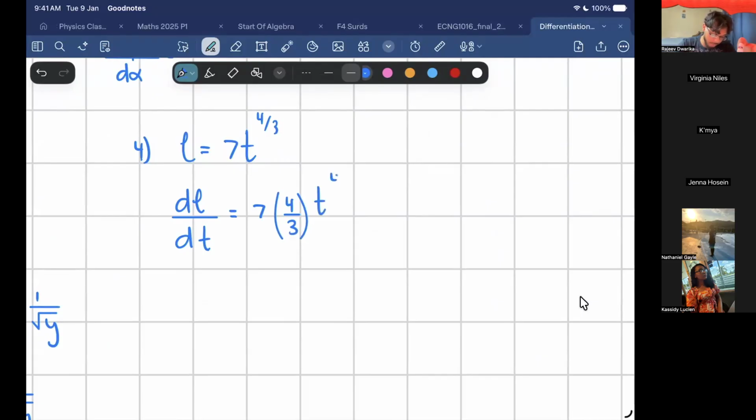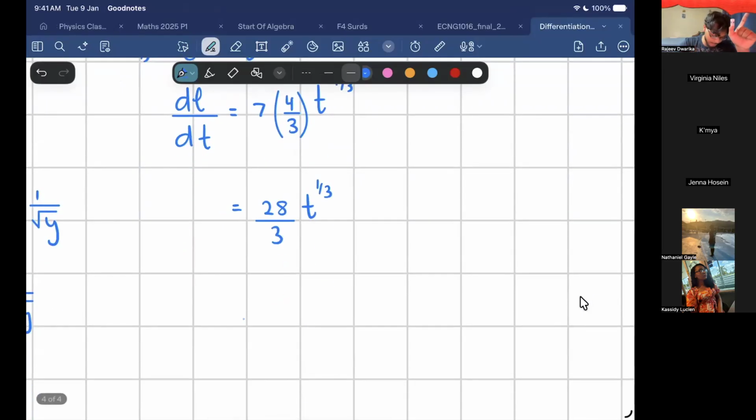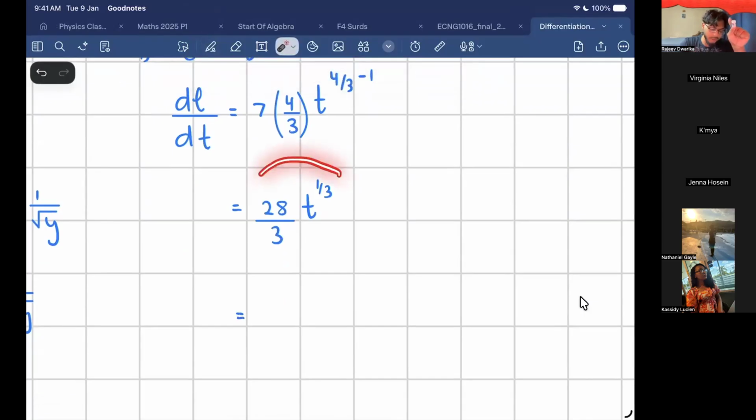And then I'll take away 1 from the power. So I'll get 28 over 3 by t to what power? Nice. Now I'll ask you all again. What is being raised to the power a third? Is it the 28 over 3, or is it t, or is it both? Just the t. Jenna, Serena, look at this carefully. Are you seeing 28 over 3t in brackets to the power a third?